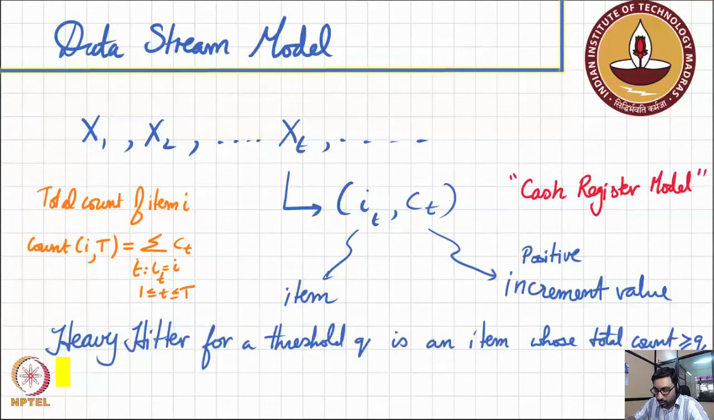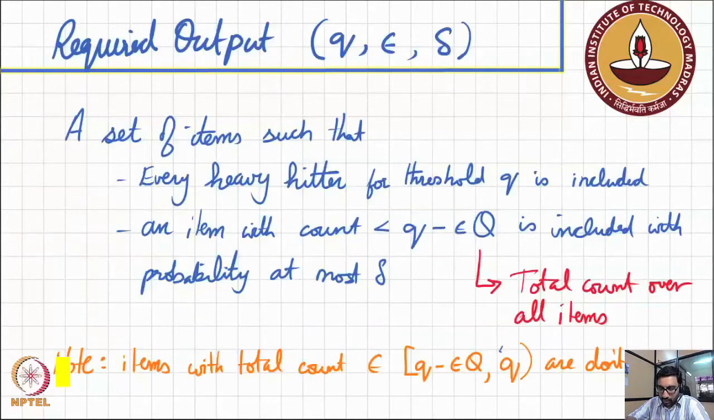And we define a heavy hitter with respect to a threshold Q, and it's simply any item whose total count is at least Q. So that's a very natural definition for a heavy hitter, and that will help us to formally understand and approach this problem. So here's the output that is required. Now keep in mind that the heavy hitter problem is going to come with three parameters apart from the stream. It's going to come with the threshold Q that divides heavy hitters from non-heavy hitters. Then there is the error parameter epsilon, and the confidence parameter delta.